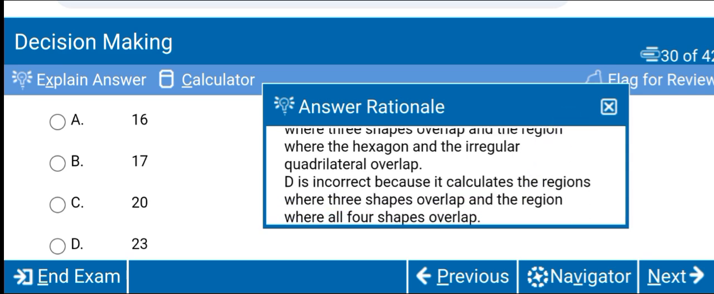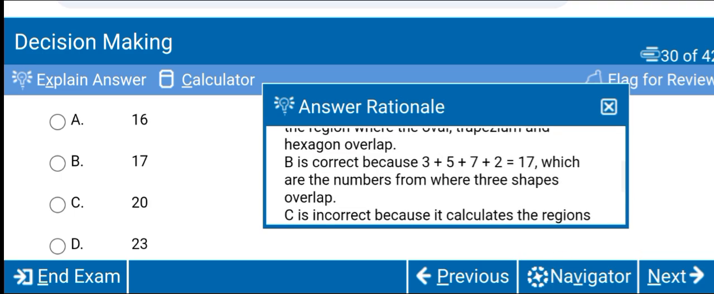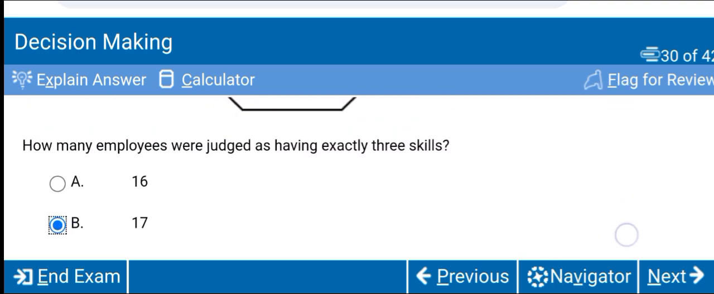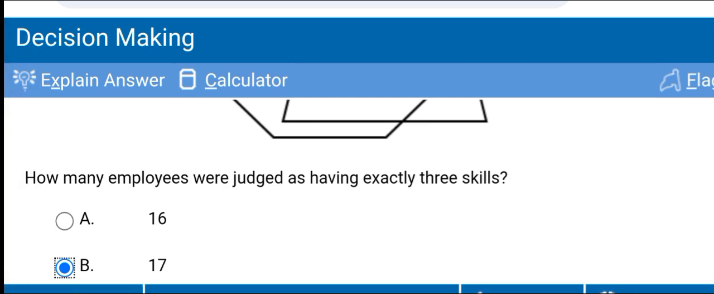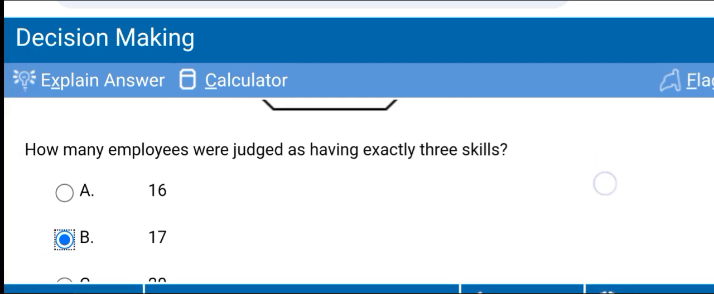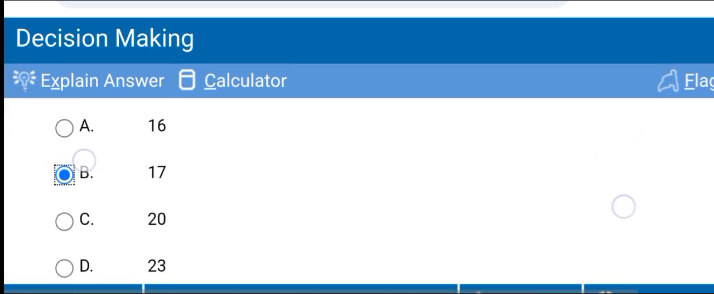Option D is incorrect because it calculates the regions where three shapes overlap and the region where all four shapes overlap. So here we have the correct option is option B, which is 17. So 17 is the number of employees who were judged as having exactly three skills.